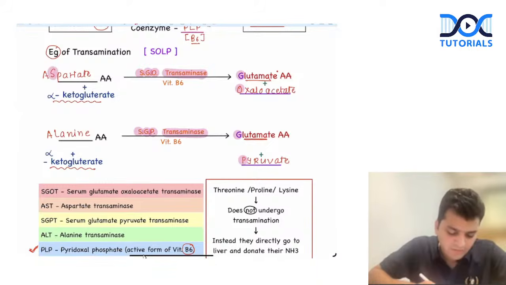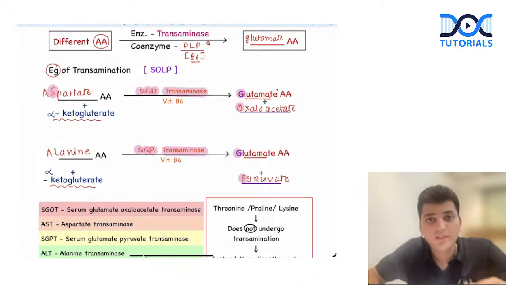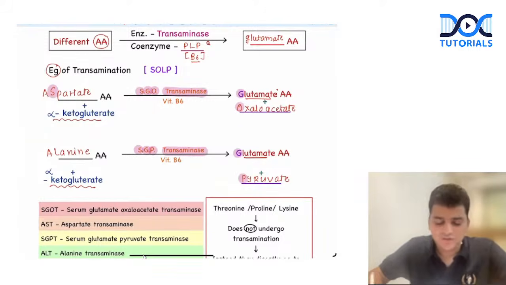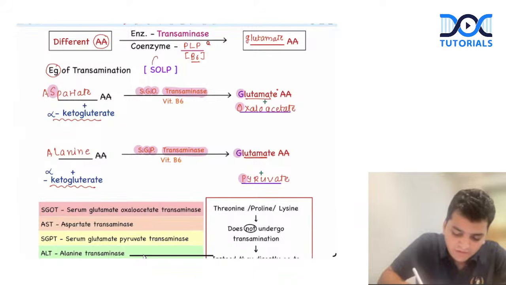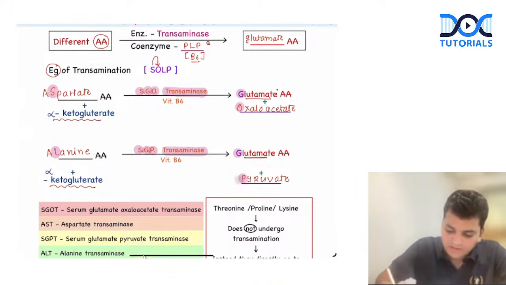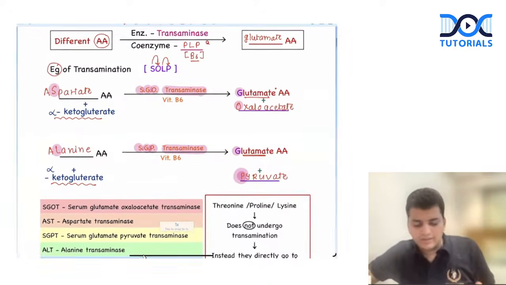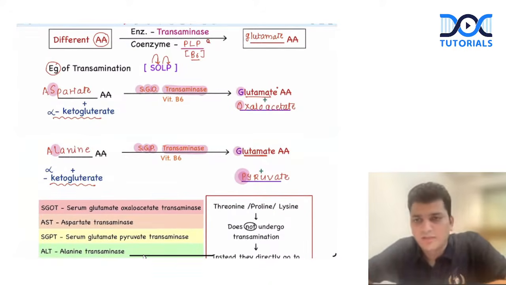So for aspartate, the byproduct is oxaloacetate. How to remember? We use a weird mnemonic, SOLP, and we will use it every day in every class of biochemistry. S stands for aspartate. Aspartate, when you do the transamination, the byproduct is oxaloacetate. In the same way, alanine, if you do the transamination, the byproduct is pyruvate. So it is going to be LP. Aspartate converts into oxaloacetate, alanine converts into pyruvate. Now we understand why these two reactions are important, the SGOT and SGPT: because they are the components of the liver function test.